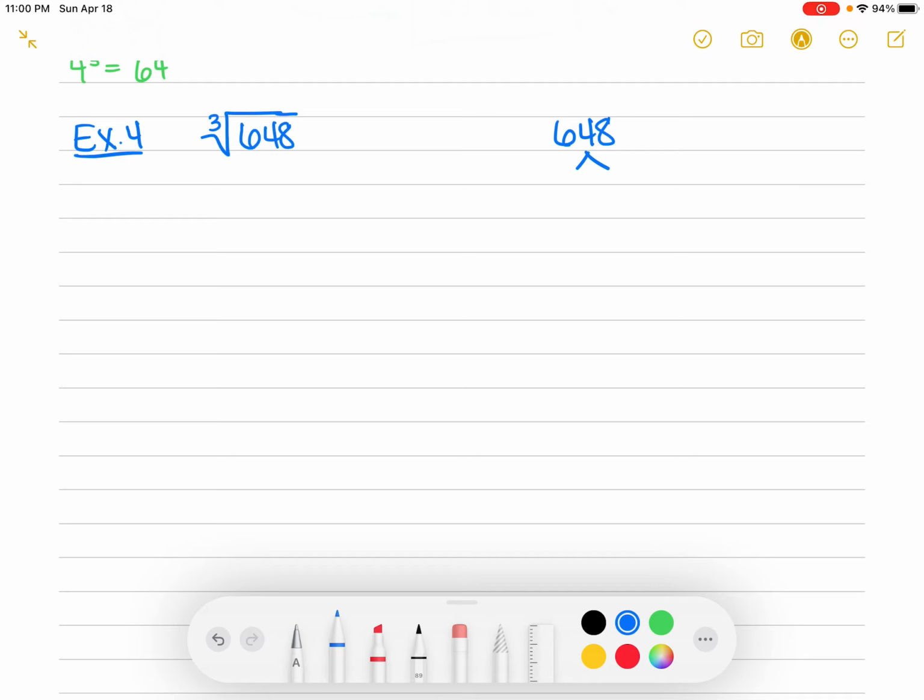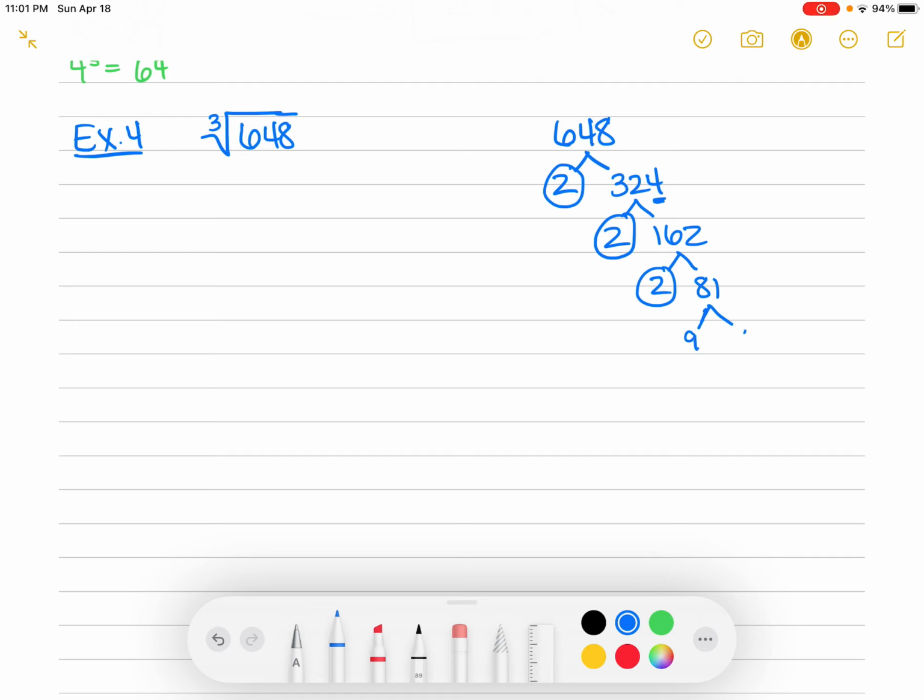So 648, I can see that that's an even number, so I know that I can divide by 2. That's going to be 324. Remember on factor trees, we circle our prime numbers, and then we just keep going with the other ones that aren't prime. This is again an even number, so I'm going to do 2 again, and that's going to be 162. Another even number, so that's going to be 2 and 81. 81 is not an even number, sorry, so I can't pick 2 again.